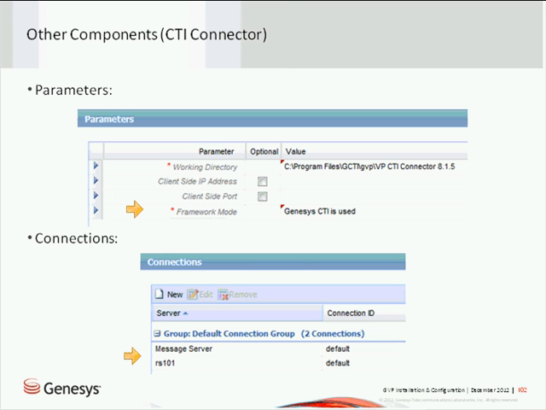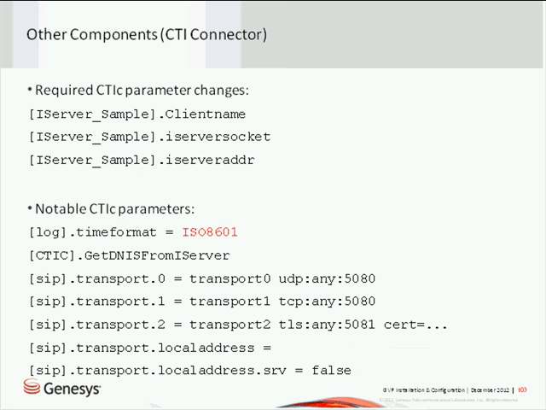Again, the standard connections apply, so you've got reporting server, message server, and optionally your SNMP master agent. Required changes: there is a client name, which is basically what the IVR group name shows up as in your CME. And you also have your iServer address and socket, which is basically where the CTI connector connects to your IVR server. This is typically the GLI server address and port values.